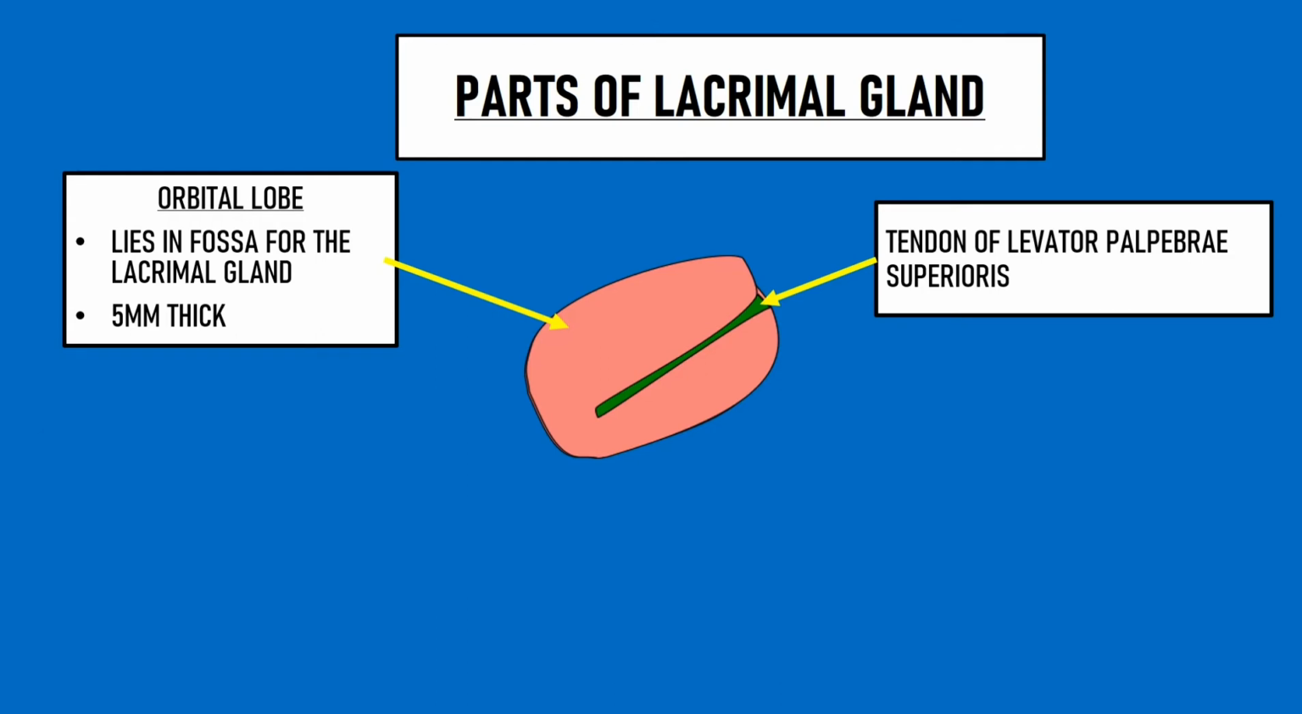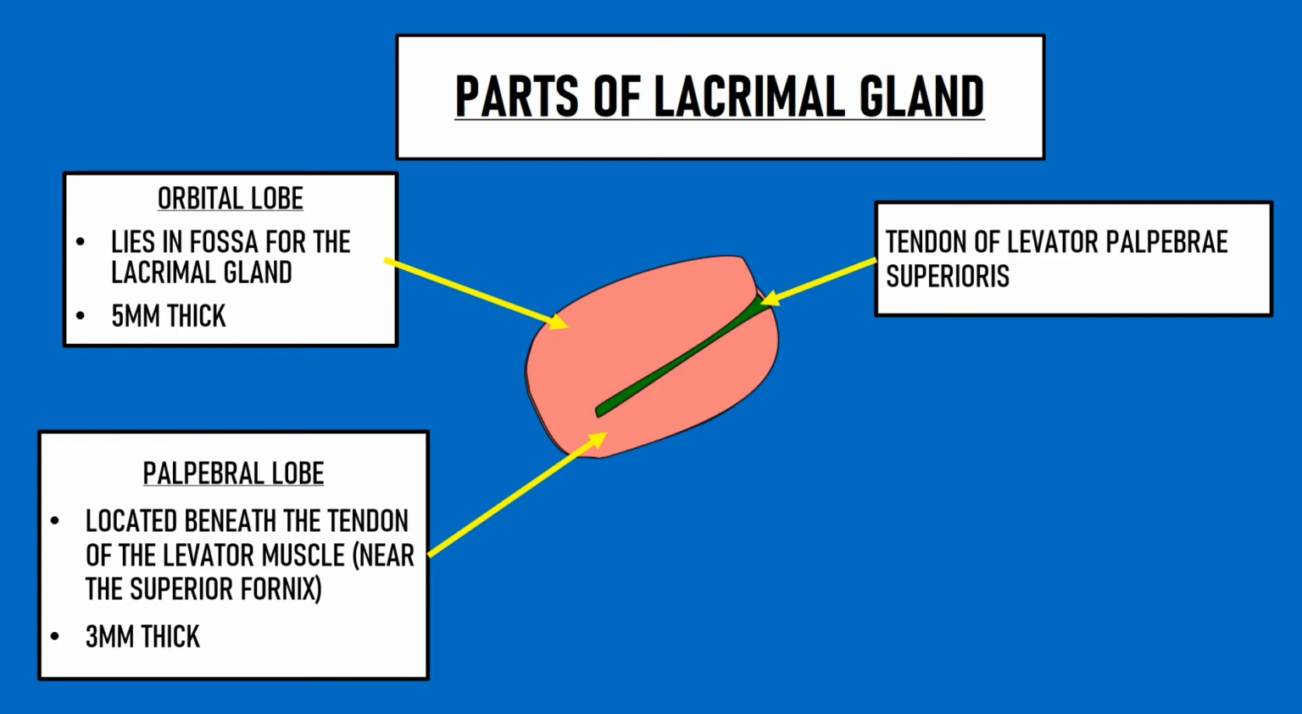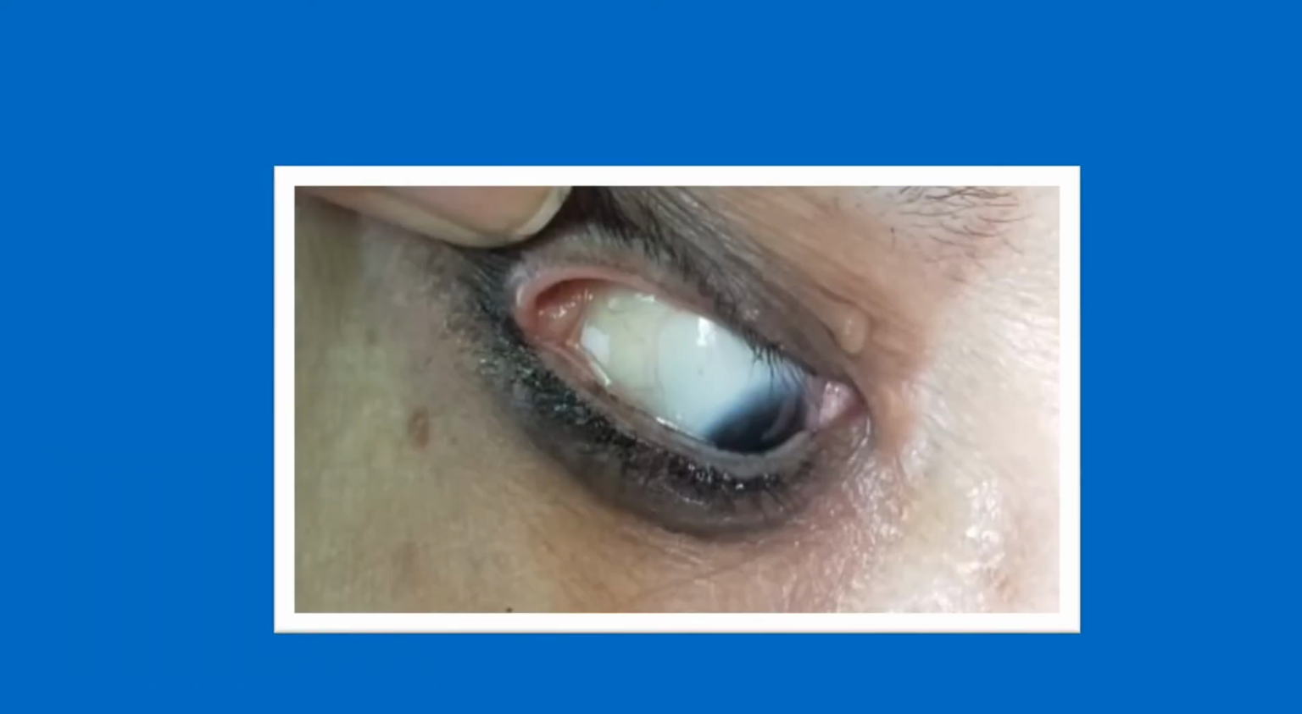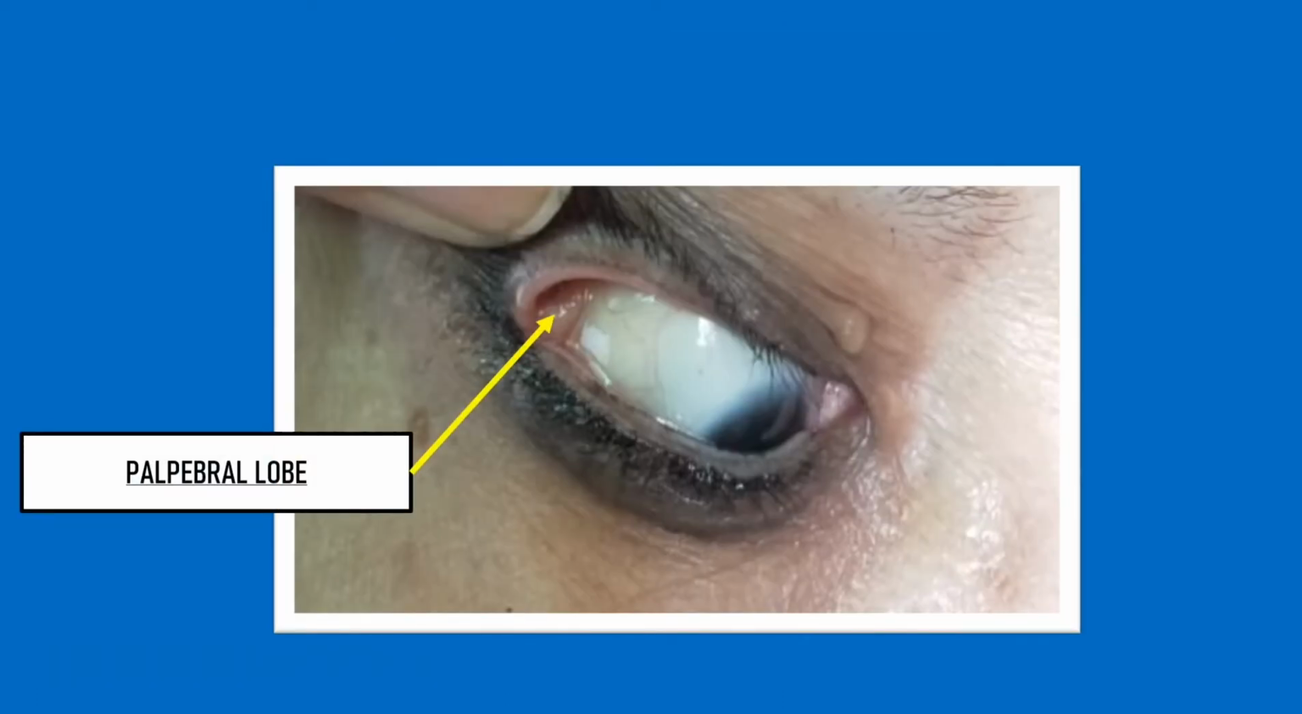The smaller part is known as the palpebral lobe of the lacrimal gland, and it is located beneath the tendon of the levator muscle, that is near the superior fornix. It is 3 mm thick. If you retract the eyelid, you can see the palpebral part of the lacrimal gland.